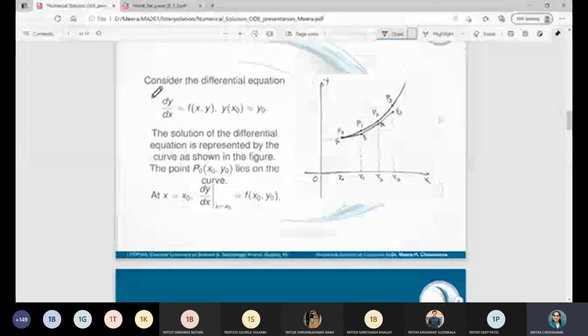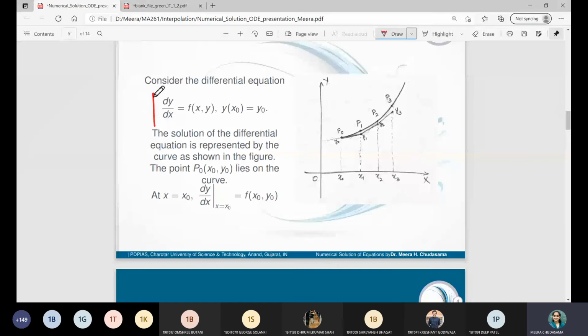Yeah, here. So this is the given expression we have. Let us assume that y of x is actually the solution. The solution of the differential equation is represented by the curve, meaning this curve is the actual solution, right? P0, that is this point x0, y0, will lie on the curve. So at x0, if you draw the tangent, this is the tangent I have drawn. So its slope will be f of x0, y0, right?